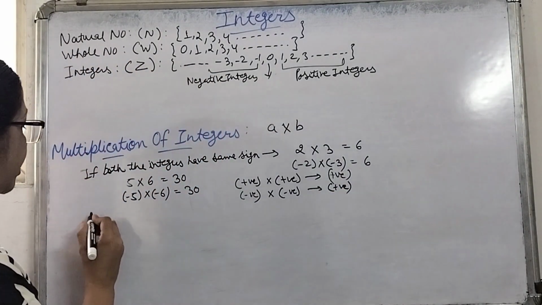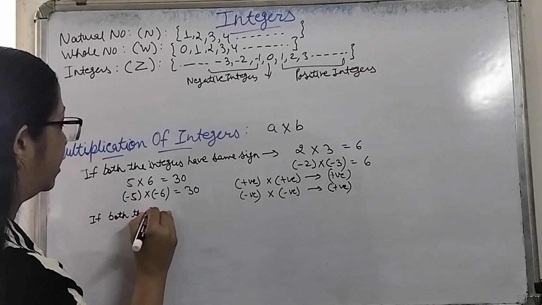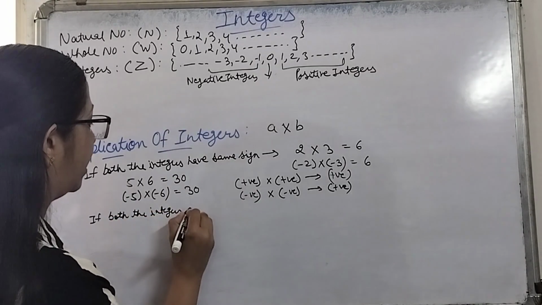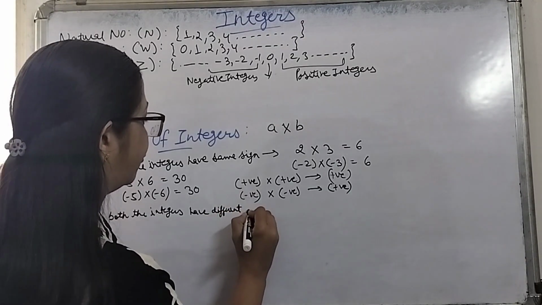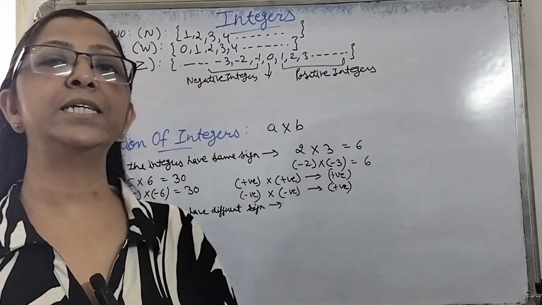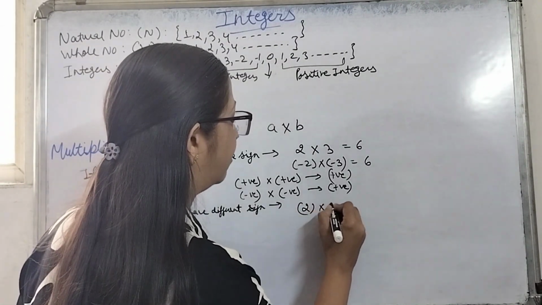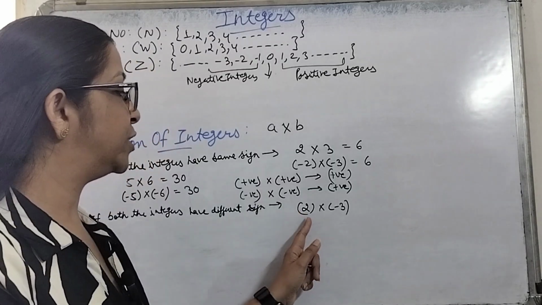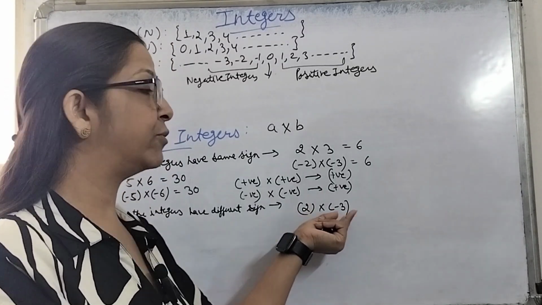Now the second condition is if both the integers have different or opposite sign. Different sign. That means one of the integers is positive and another integer is negative. Say if we are going to multiply 2 and -3. Here one of the integers is positive 2, another integer is minus of 3. One is positive, one is negative.